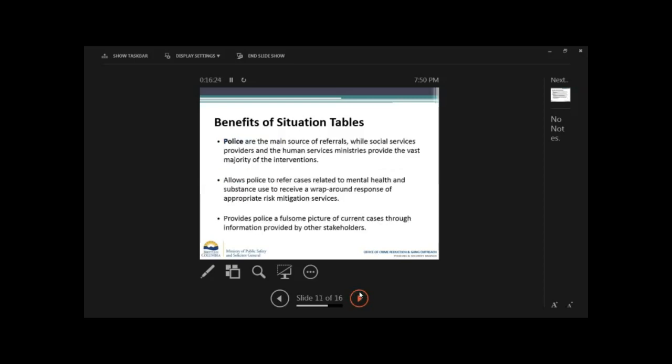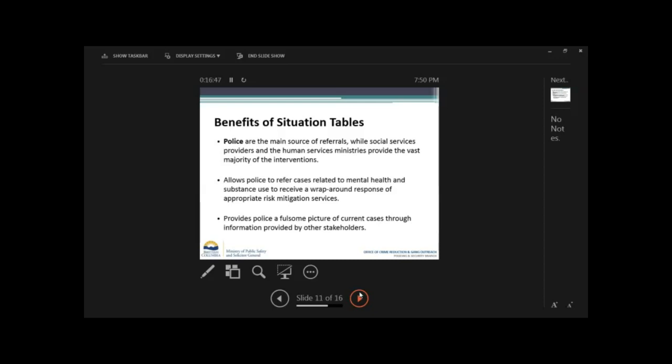As I mentioned, the police are the main source of referrals, while the social services providers and the human service ministries provide the vast majority of the interventions. So this model does put quite a bit of pressure on health, mental health, in that realm. But arguably, this is where those clients belong. This is where they're best and most appropriately served. This is just a mechanism to make sure that they get to the place that they always should have been at.